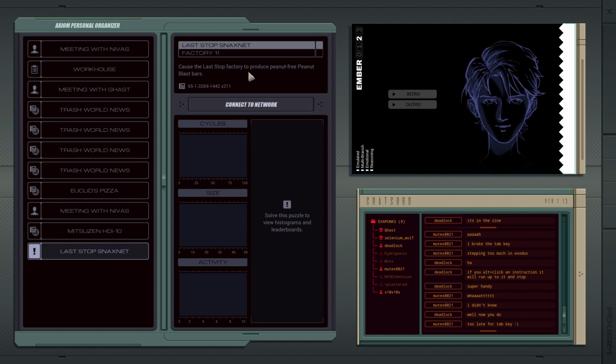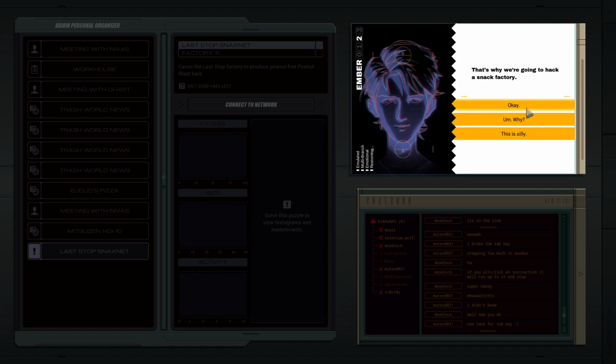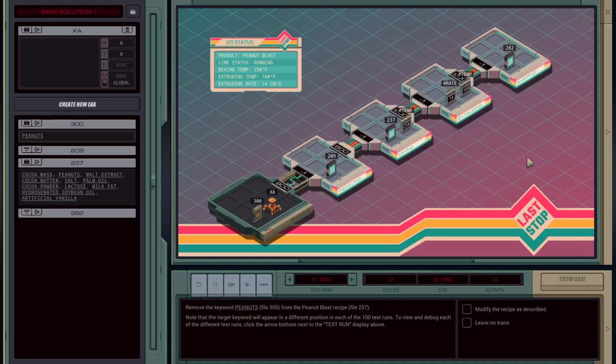Cause the last stop factory to produce peanut-free peanut blast bars. You like snacks, don't you? You don't have to answer that. I know you like snacks. That's why we're going to hack a snack factory. Okay, it's an experiment. Hypothesis: it will be very funny.